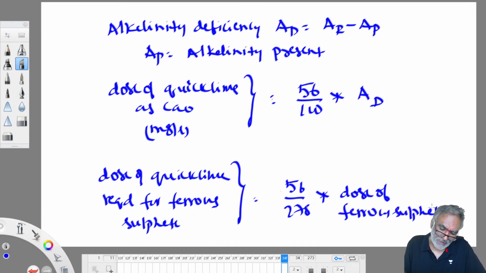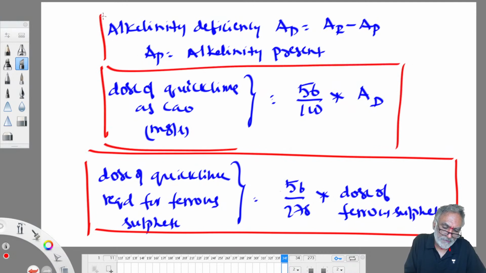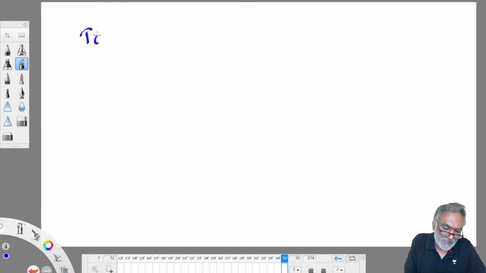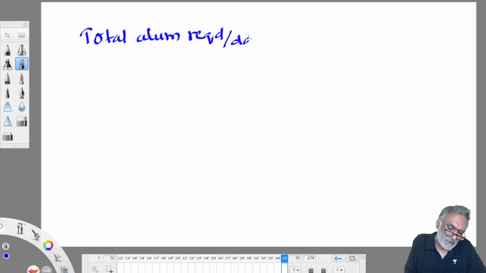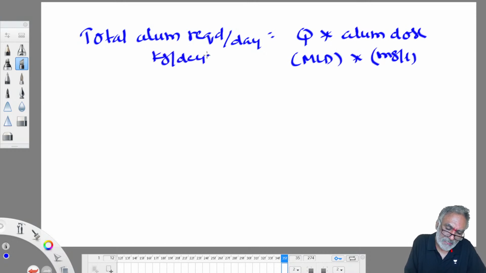So these are various kinds of numericals we worked out. In addition to that, they ask for total alkalinity required, total lime required, total alum required, something like that. Total alum required per day means what you need to do: Q into alum dose. Substitute Q in MLD and alum dose in milligram per liter. You will get the alum required per day. Once you get per day, you can work out per month, per year, anything. You will get it straight away in kilogram per day.